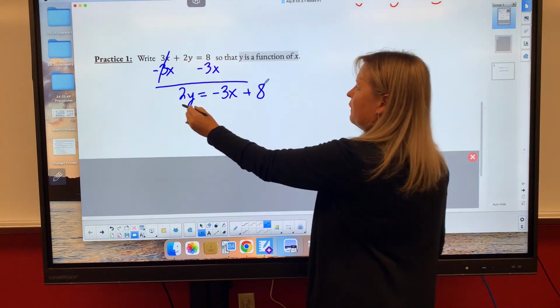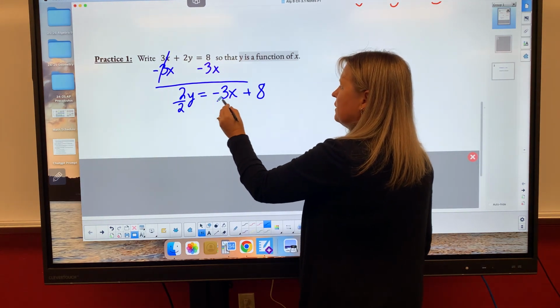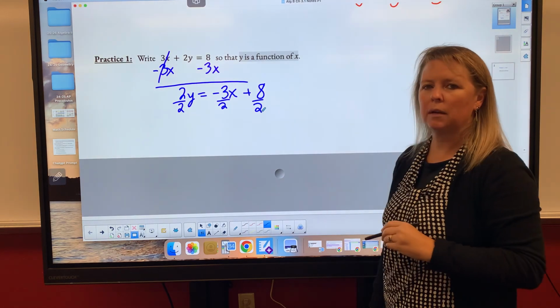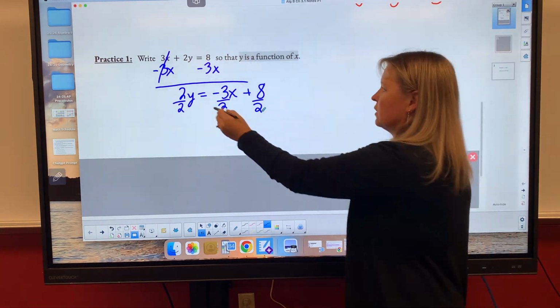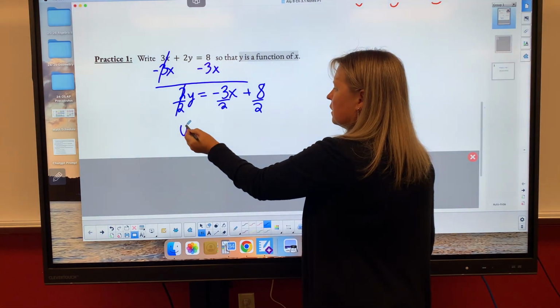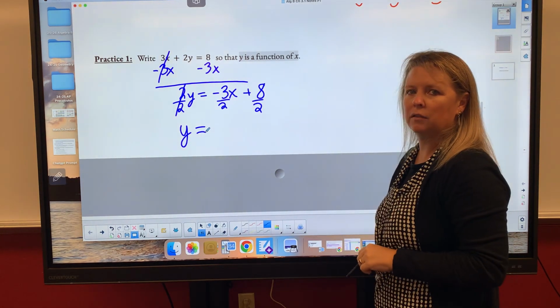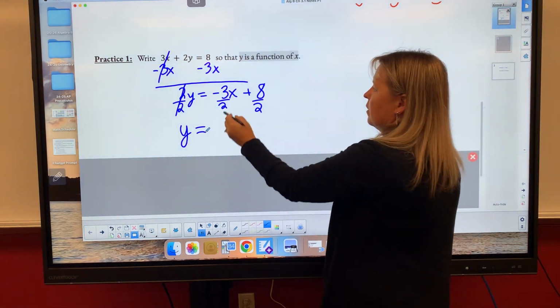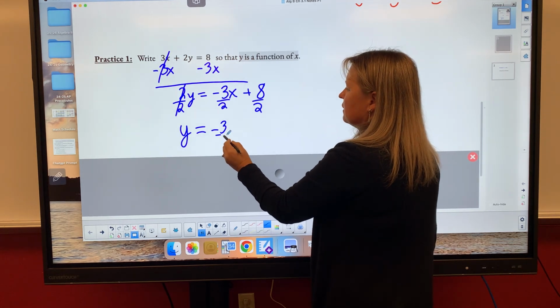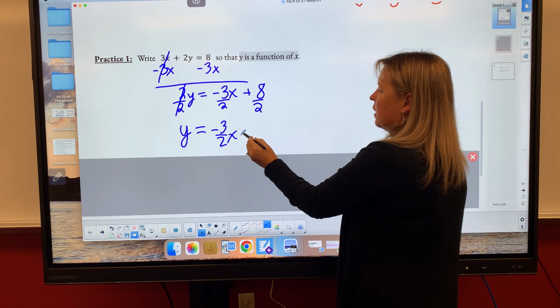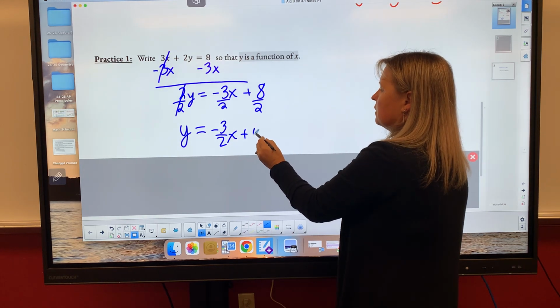Step 2, divide by 2 three times. 1, 2, 3. This one's a little bit nicer because you don't have double fractions. This cancels out. We've done our job of isolating the y, getting it all by itself on one side of the equation. Minus 3 halves x, and we can reduce it right away. 8 divided by 2 is a positive 4.